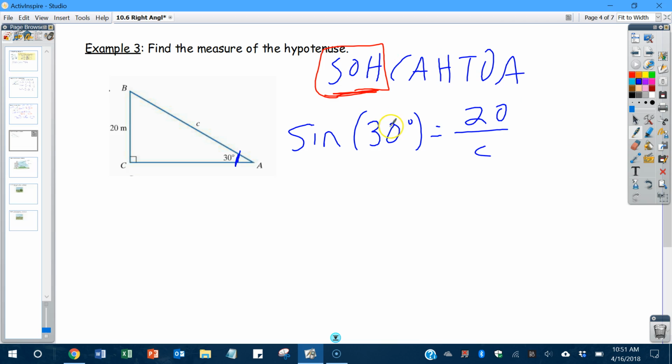I used the sine function. The sine of this angle is equal to the opposite over the hypotenuse, which is what that is. So now I'll do the same thing. I'll solve for C like I solved for B in the last one. So I'll start by multiplying both sides times C.